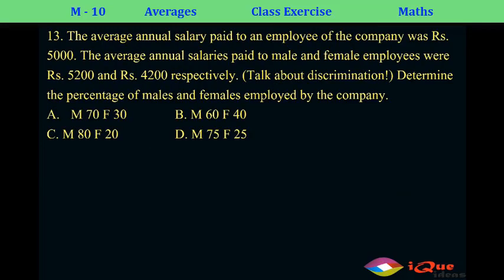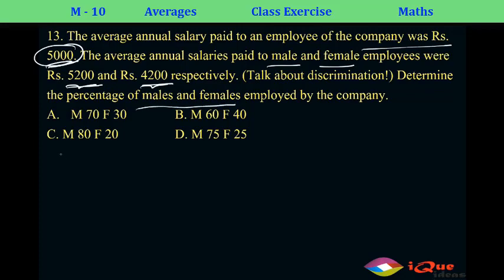Now this question says the average annual salary paid to an employee of the company was rupees 5,000. So overall average is 5,000. The average annual salaries paid to the male and female employees were 5,200 and 4,200. So basically 5,000 is the combined average of 5,200 and 4,200. Right? Then determine the percentage of males and females.